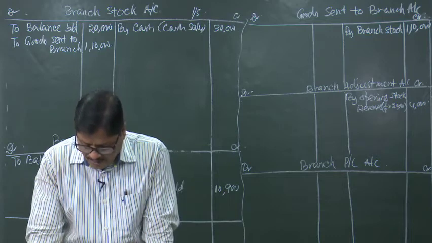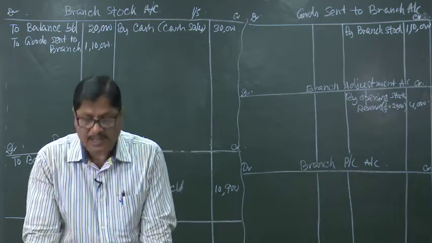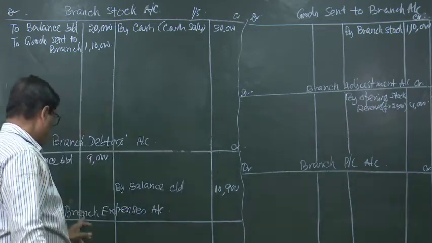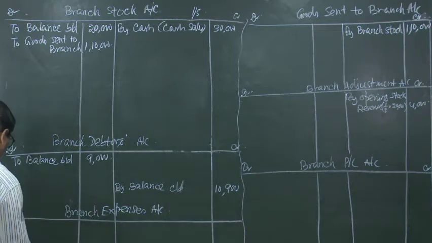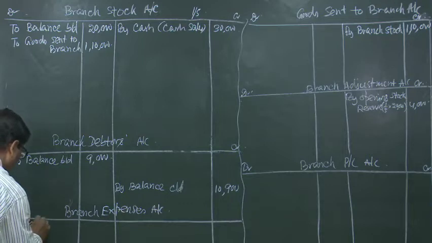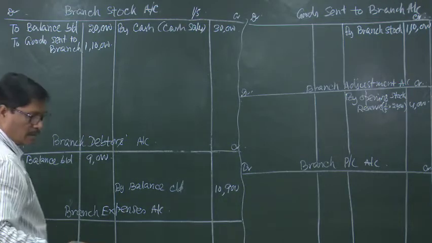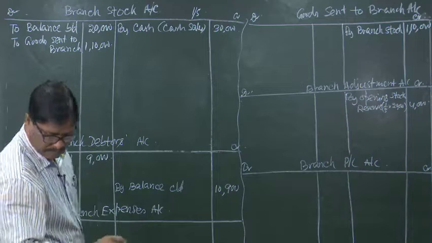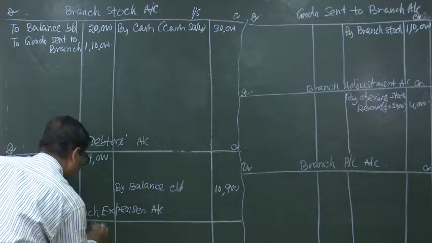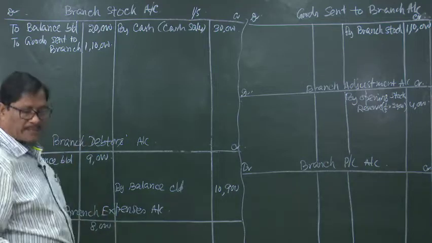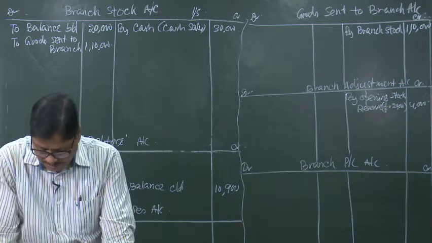Cash remitted to the branch for expenses 8,000. That means we can write in the branch expenses account to cash 8,000. Branch expenses account debited to cash account 8,000.